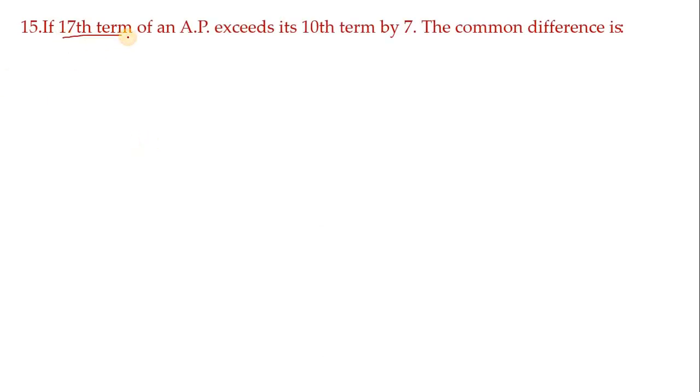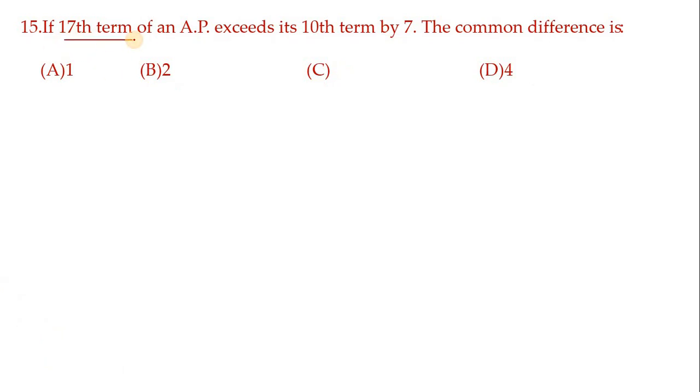If the 17th term of an AP exceeds its 10th term by 7, find the common difference. The first option is 1, second option is 2, third option is 3 and fourth option is D, children. And how to find D, that is very important. So for that, understand the problem.